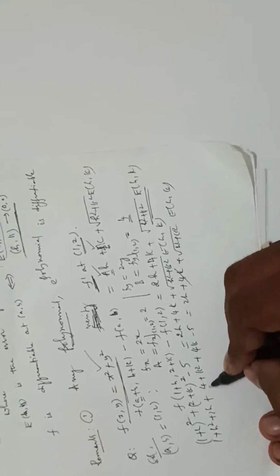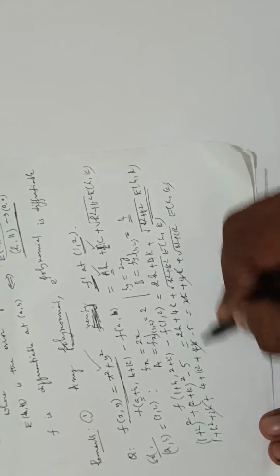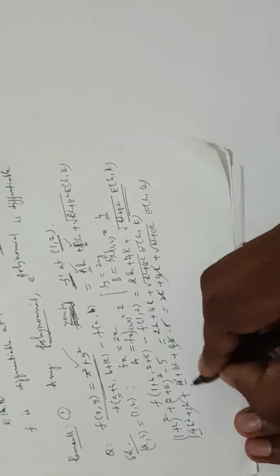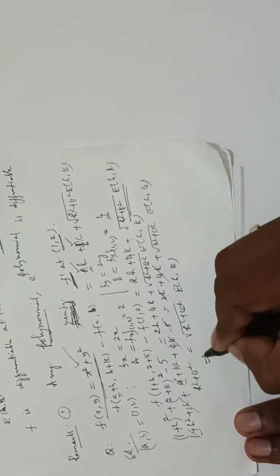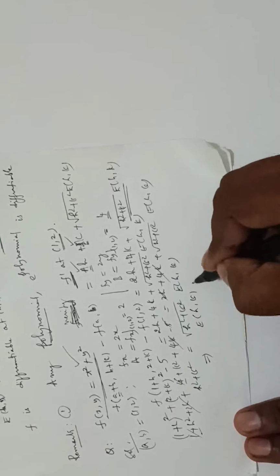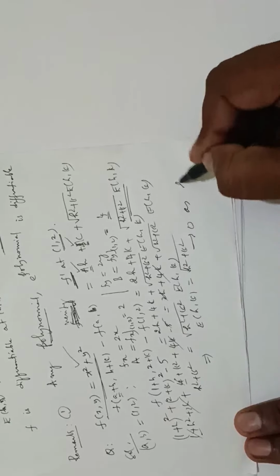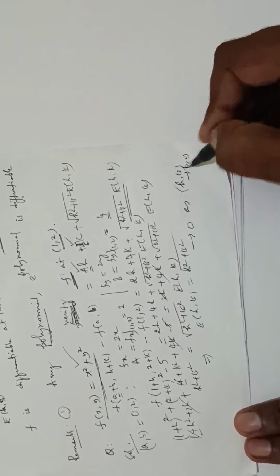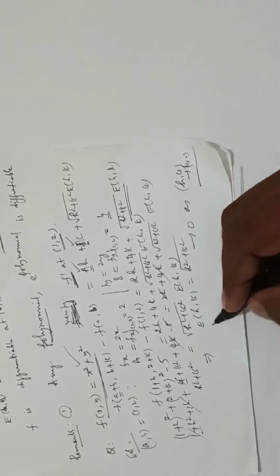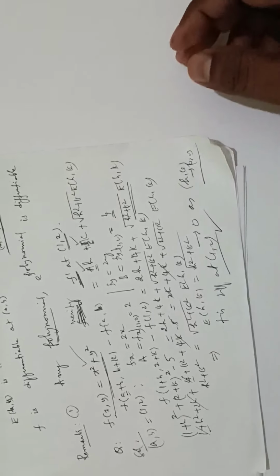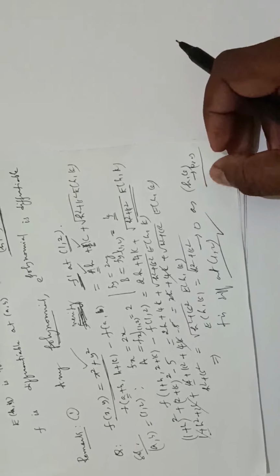So here 4k goes with 4k, 2h goes with 2h, and I have 1 plus 4 is 5, 5 goes with this 5. So I have h square plus k square equals square root of h square plus k square e of h comma k. This implies e of h comma k is h square plus k square square root, and this tends to 0 as h comma k tends to 0. That means f is differentiable at 1 comma 2. Idea is clear?